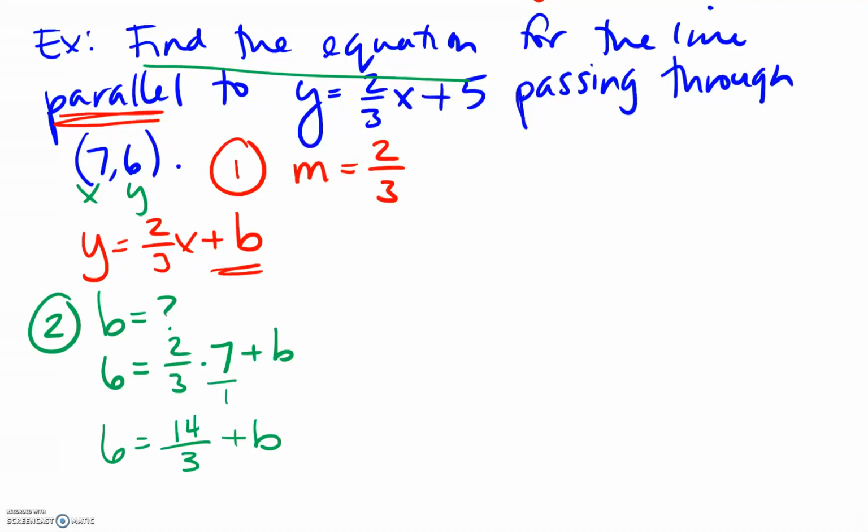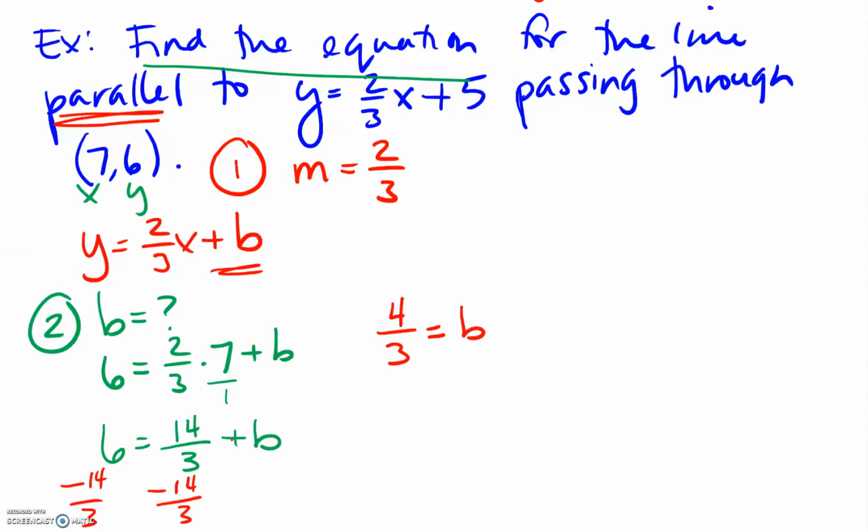Now remember, this is plus. We're not going to multiply by a reciprocal because this is not multiplied to our b, it's plus our b. So instead we are just going to subtract it to get rid of that term and move it to the other side. So we end up with 6 minus 14 thirds, which is 4 thirds. So 4 thirds is equal to b.